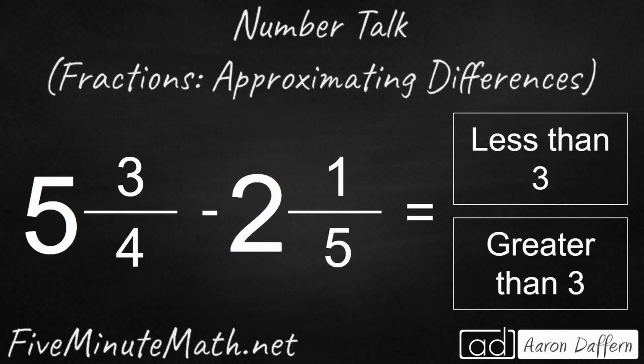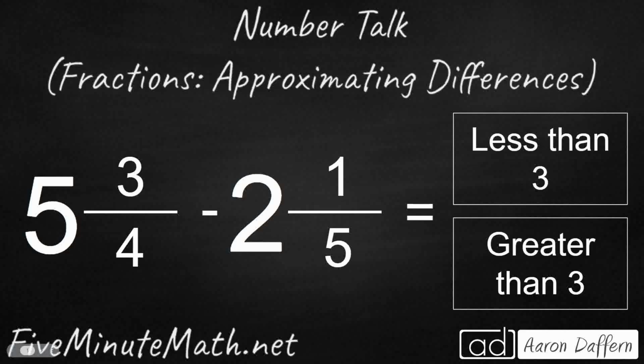Today, for our number talk, we are approximating differences, trying to look at these two mixed numbers and decide if they are less than 3 or greater than 3. So we know that if we needed to subtract these and get an exact answer, we would need common denominators, but we can approximate these.